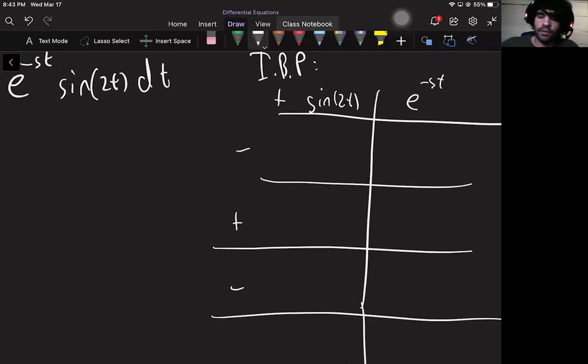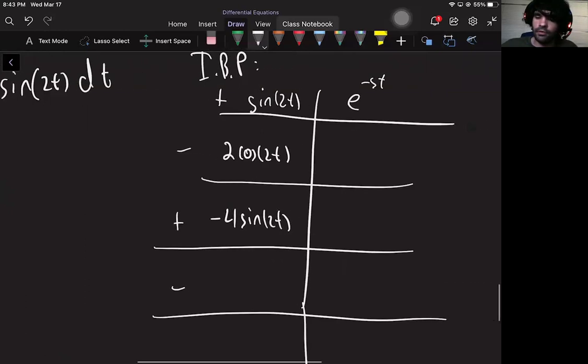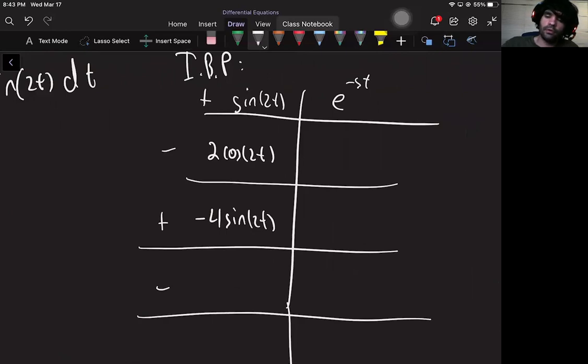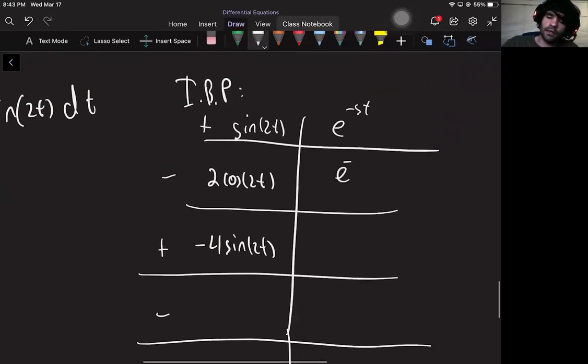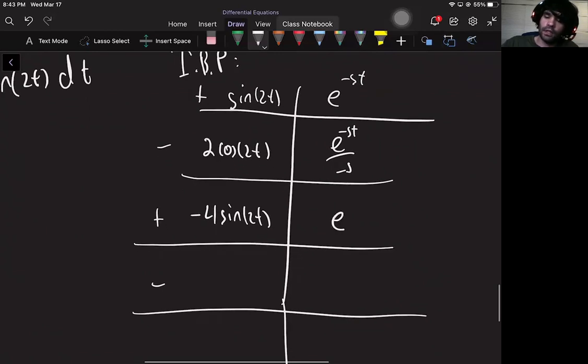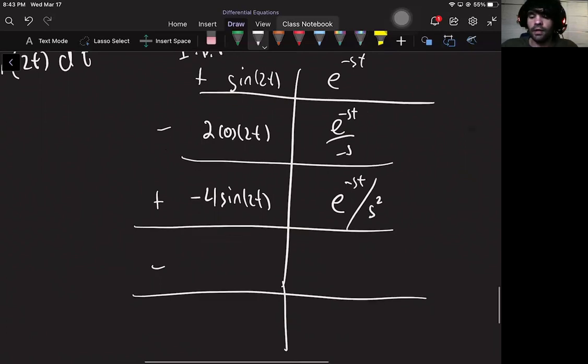So the derivative of sine of 2t is 2 cosine of 2t. And then the derivative of cosine of 2t is negative, and I bring out another 2, sine of 2t, and I think I can leave it there because of the trick I'm about to use. The integral of e to the negative st is e to the negative st divided by negative s, and then I integrate again. E to the negative st over s squared, because I'm going to divide by another negative s.